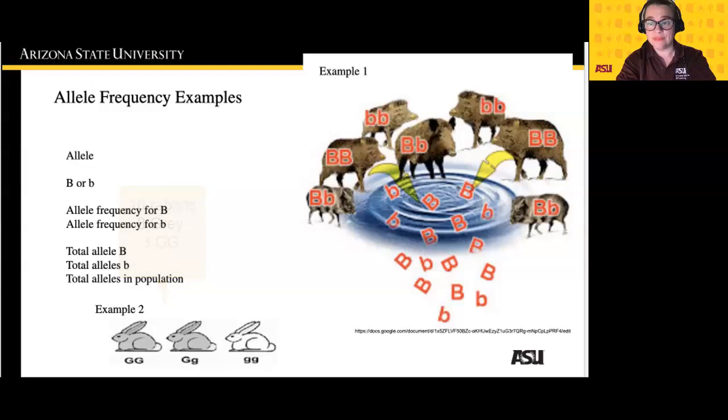For little g, we have 2 homozygous recessive rabbits, so 4 little g alleles, and the 5 heterozygote little g alleles, totaling 9 small g. 9 out of 20 is 45%, or 0.45. To double check our work, we have 0.55 big G plus 0.45 little g equals 1.